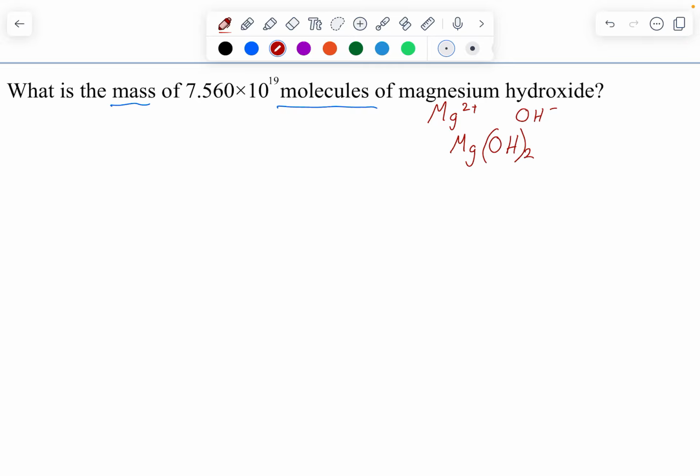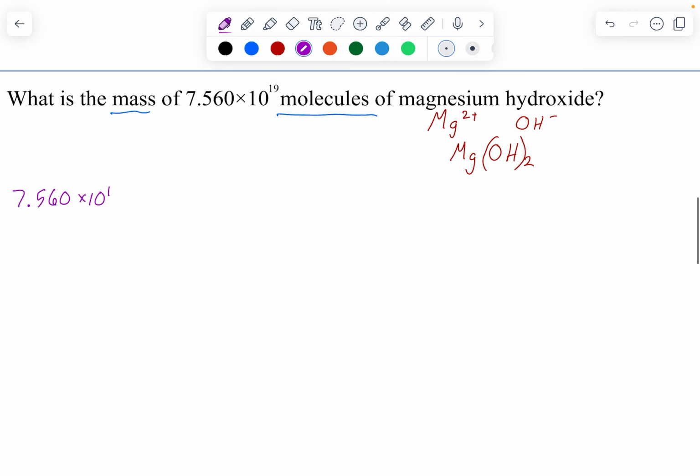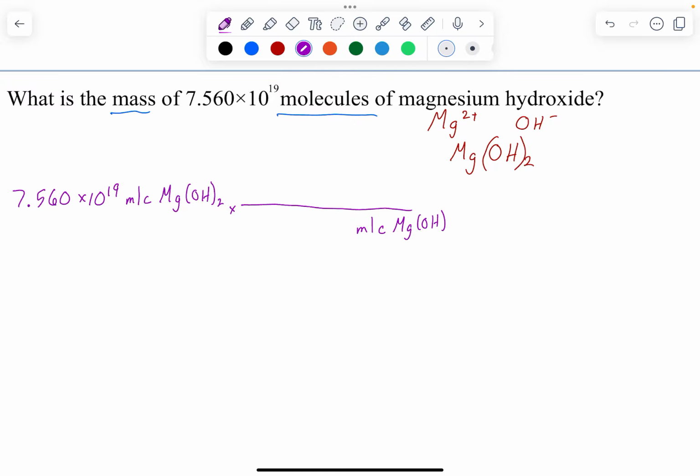So let's go ahead and process this problem. We're going to start with what we're given. 7.560 times 10 to the 19th molecules of magnesium hydroxide. Now, we want to get that to mass eventually, but we don't have a direct conversion between molecules and mass. So we're going to do what we know how to do from before. We're going to convert molecules to moles. We're going to do a one-step problem.